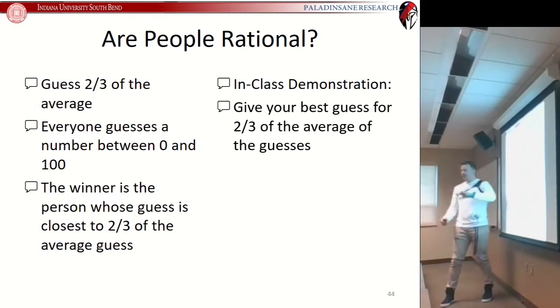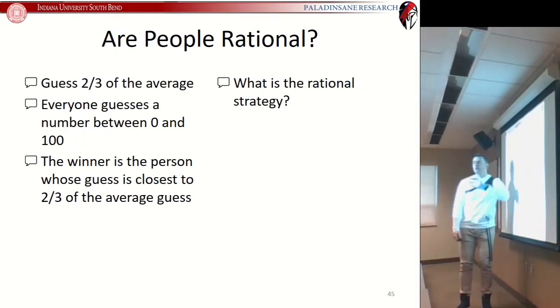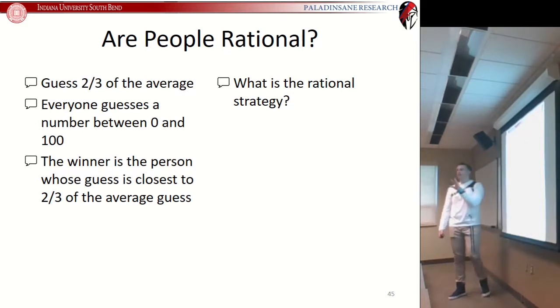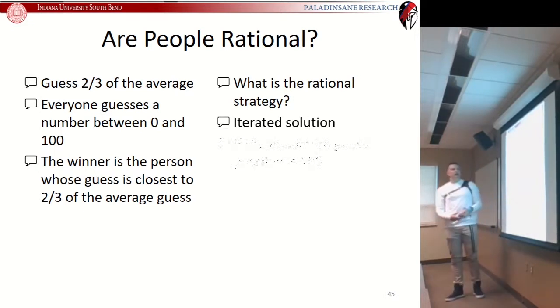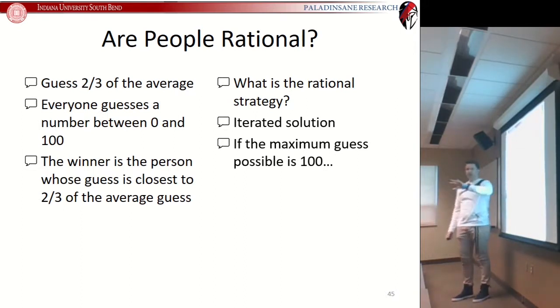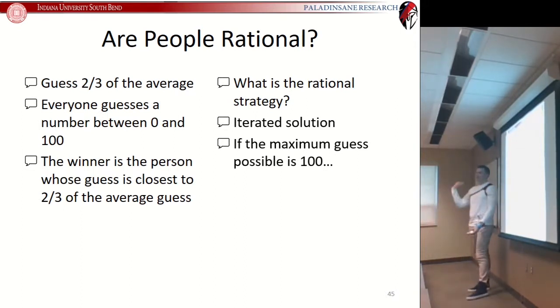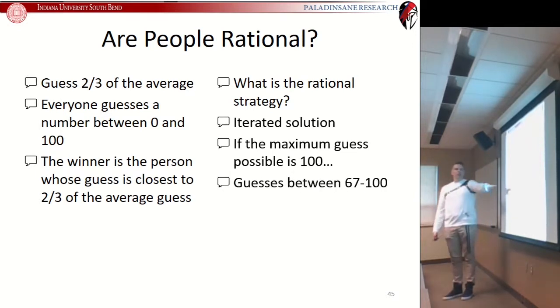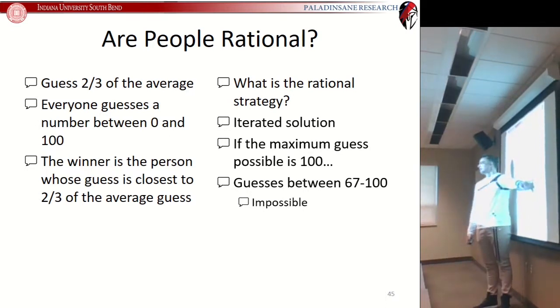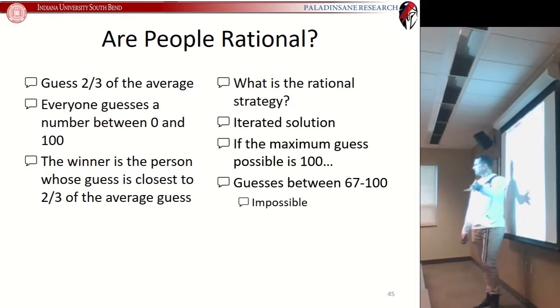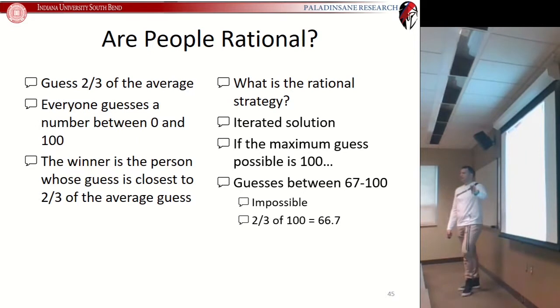Okay, so before we take a look at the descriptive solution to this, let's take a look at the prescriptive solution. What is the rational strategy for this game? Well, this is easiest to see in a sort of iterated solution. So if you're sitting there and you're thinking rationally, and you say, all right, the maximum guess possible is 100. That's the highest anybody could go. So guesses between 67 to 100 are going to be impossible, right? Because 2/3 of the average, even if everybody guessed 100, is 66. So you're not going to guess between 67 and 100.